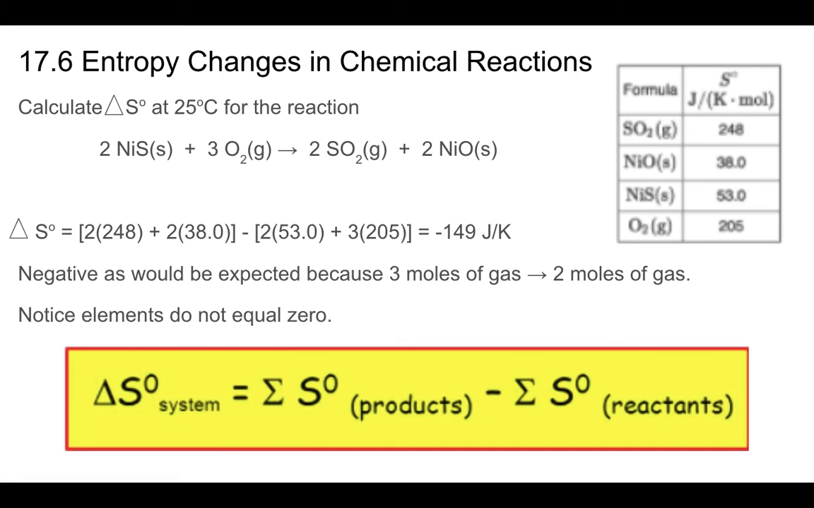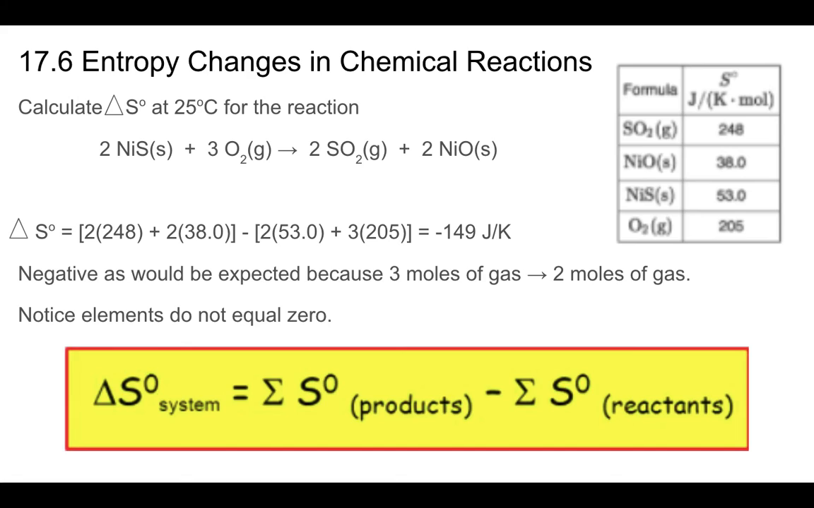So to practice this equation, remember this is really sort of a version of Hess's law. Delta S for the reaction 2NiS plus 3O2 yields 2SO2 plus 2NiO. We have this list. These numbers could be looked up in the back of the book, but we put them right here in a little table for the SO2, NiO, NiS, and O2 values. Now, delta S is going to be products minus reactants.